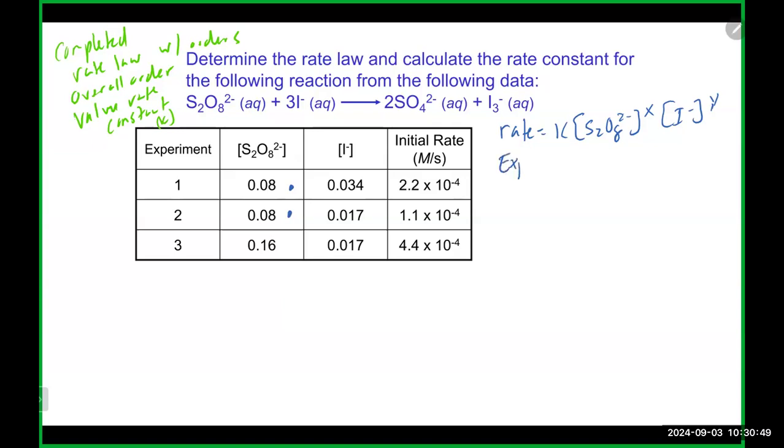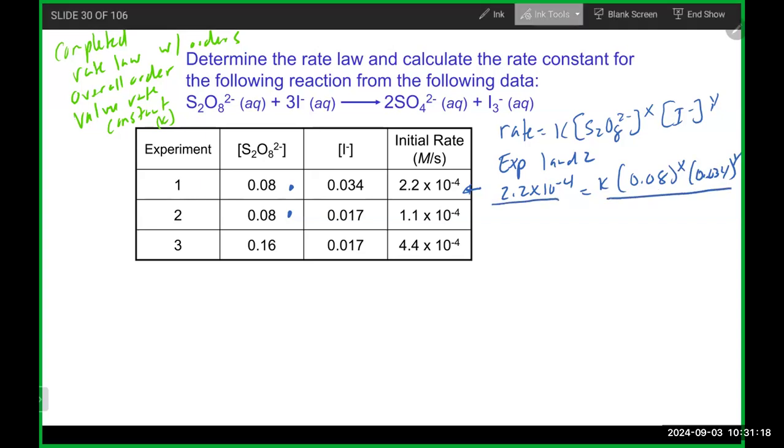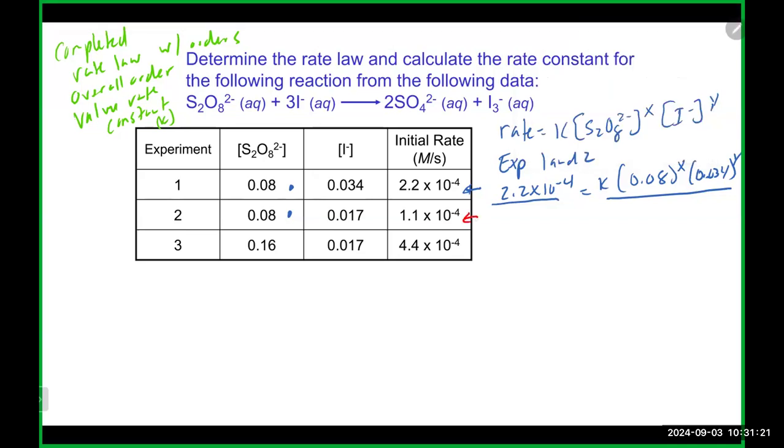So looking at experiments 1 and 2 and putting our numbers in, I am going to put experiment 1 up on top, as it has the larger rate value, which should give me a little bit more of a whole number. So that's going to be 2.2 times 10 to the minus 4 up on top. k, our 0.08 to the x, and our 0.034 to the y here. And again, that is everything there on the first entry. Now we will put everything here for our second entry, and that is 1.1 times 10 to the minus 4, our 0.08 to the x, and our 0.017 to the y.